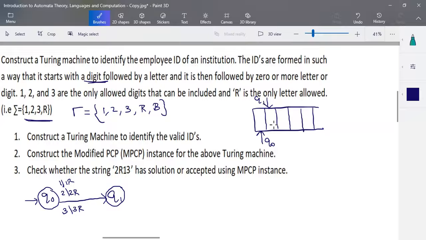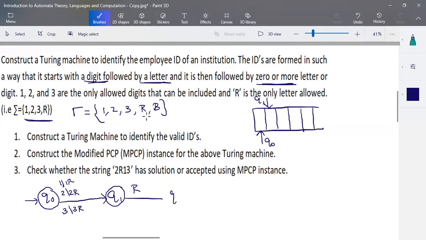I'm going to the next step. In my next step, it should be followed by a letter. All your digit followed by a letter, and the letter that is allowed is R. So if the second element is R, you are going for this acceptance criteria. It is followed by 0 or more letter or digit, which doesn't matter.